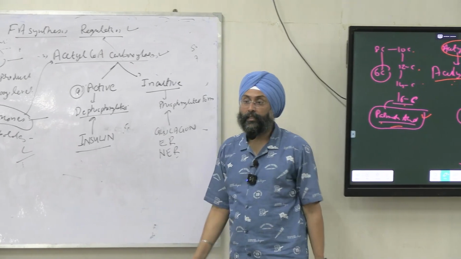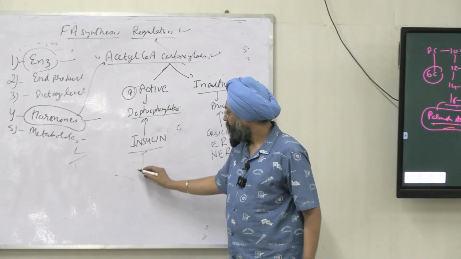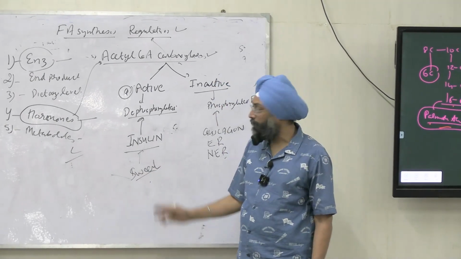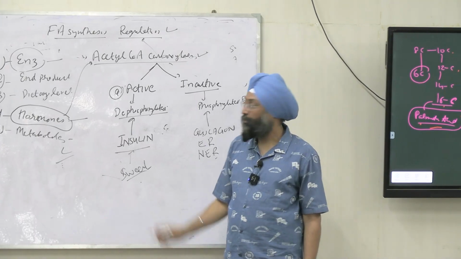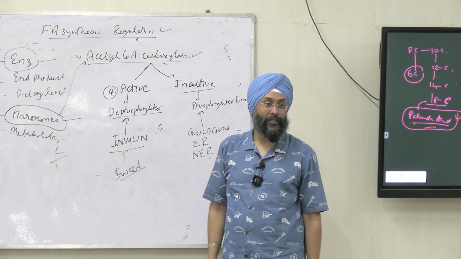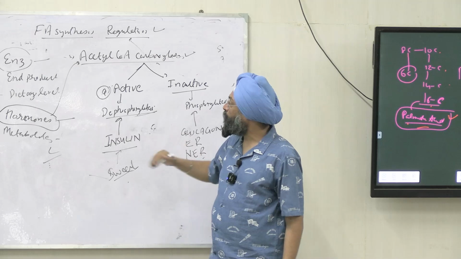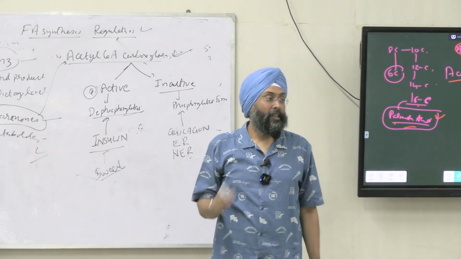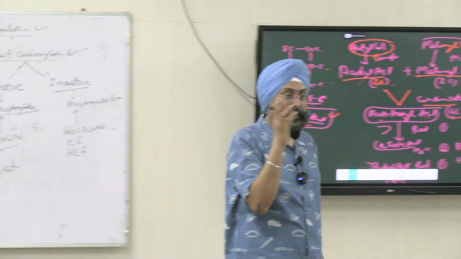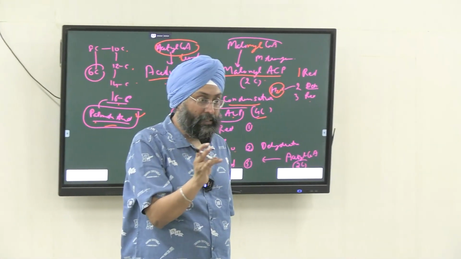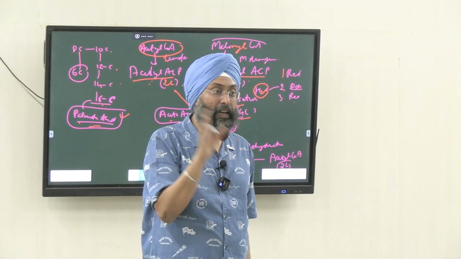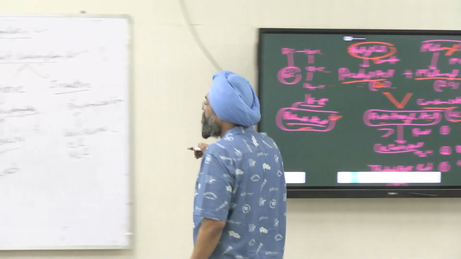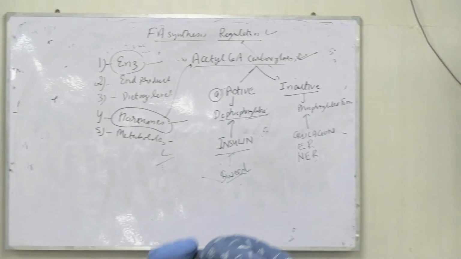If you eat more sweets, what will happen? The body will secrete insulin, and if more insulin is there, it will favor dephosphorylation, right? What will dephosphorylation do? It will activate this enzyme and it will form fatty acids, right? At the start of the previous class, we discussed that if you are taking excess glucose or excess carbohydrates, and if you are taking excess proteins, they are diverted for fatty acid synthesis, right? Clear? So we discussed the enzymatic regulation.